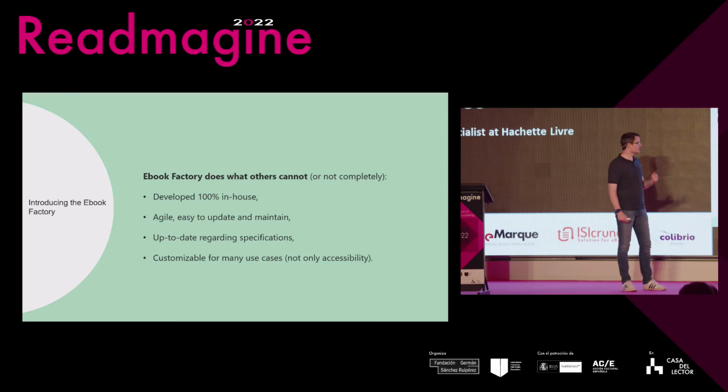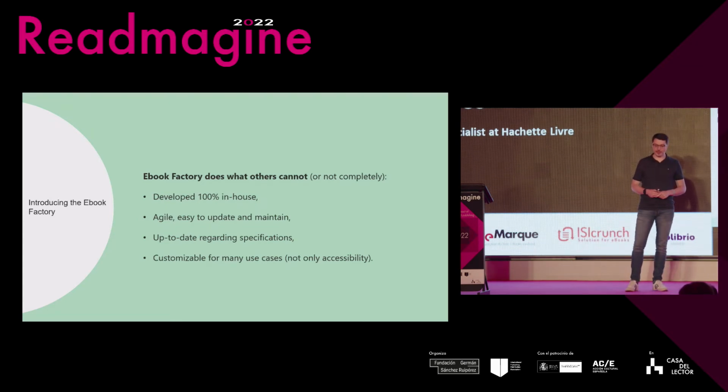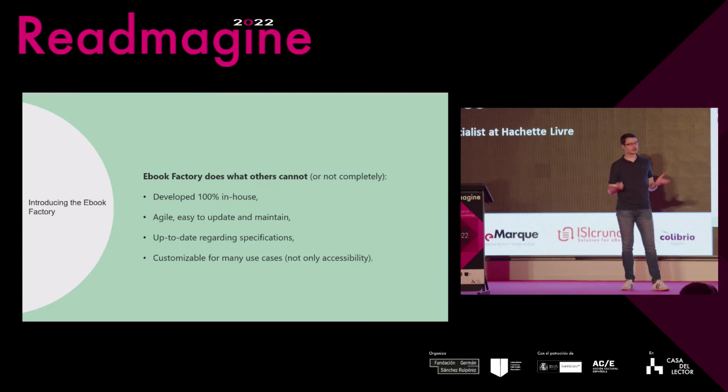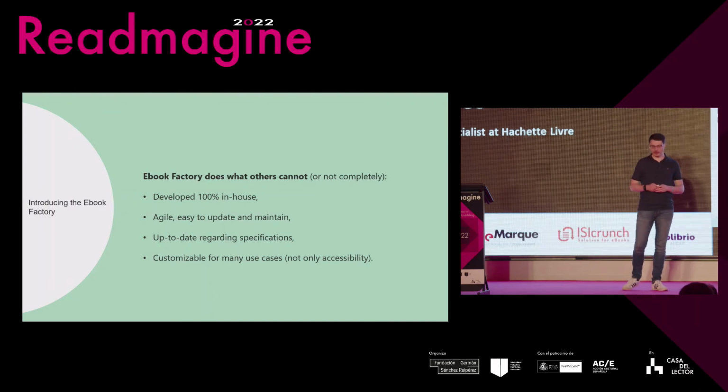Because we are aware of any evolutions on specification, it's up to date regarding specification. It means EPUB 3.3, last version for EPUB accessibility, and so on and so on. Last but not least, it's customizable for many use cases, and not only accessibility. I will talk about it in another slide.